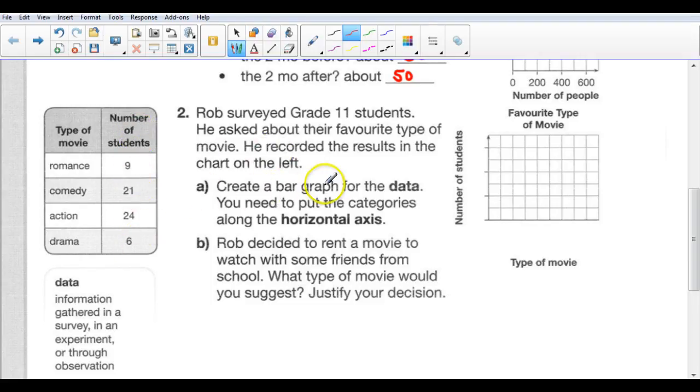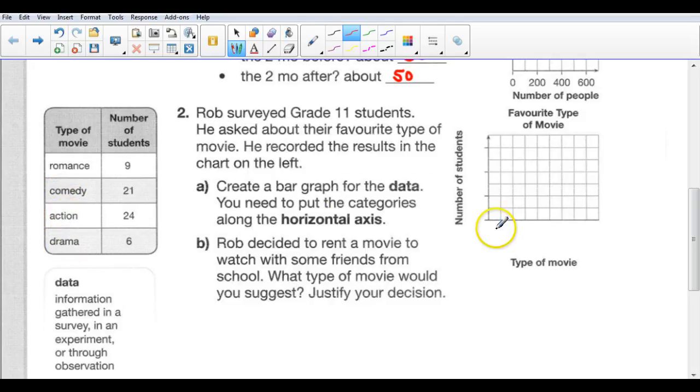Okay, it says create a bar graph for the data. You need to put the categories along the horizontal axis. So the categories are right here, type of movie. So we're going to put them along the axis here. Well, we're just going to say R for romance, C for comedy, A for action, and D for drama.